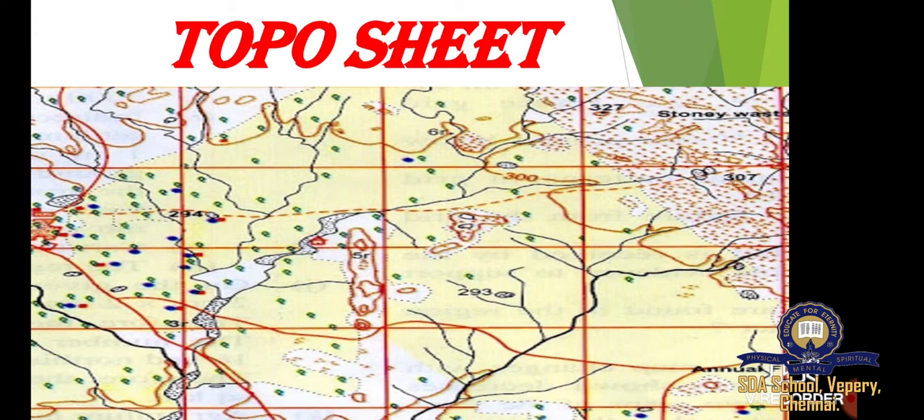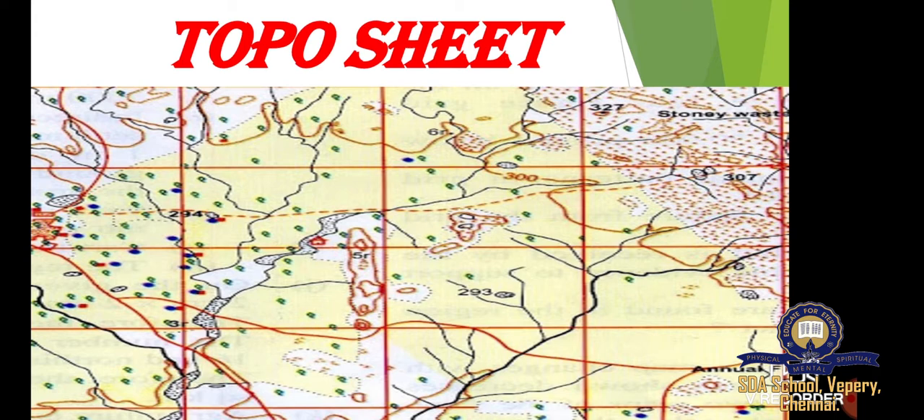What does the red color denote? This red color is used to show settlements. It also includes roads, tracks and the arbitrary grid system. Yellow color is used to show cultivated areas. Brown is used to show the contours and form lines. It is also used to show sand dunes and sand hills.